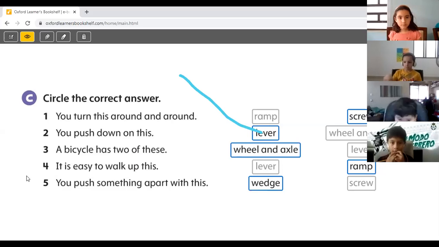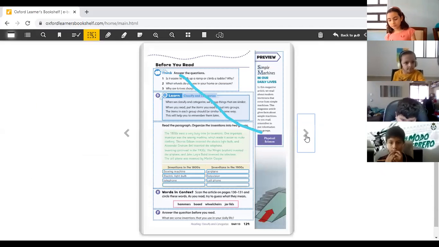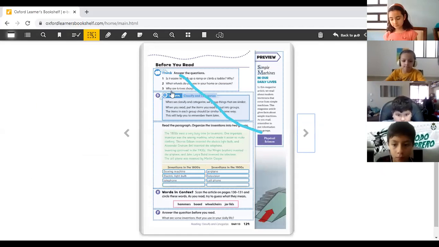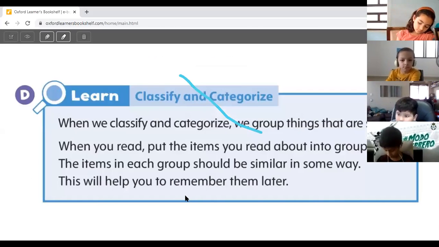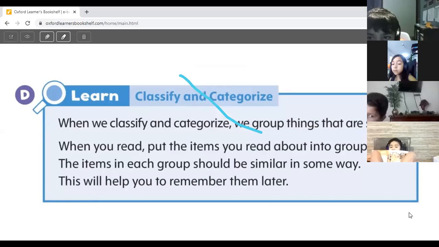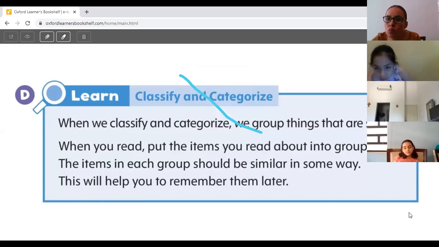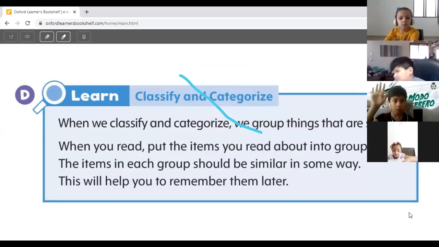Now, let's go to page 129. Let's go to the next page here. 129, letter D. Classify and categorize. Classify and categorize. Okay, who wants to read? Okay, Francisco.